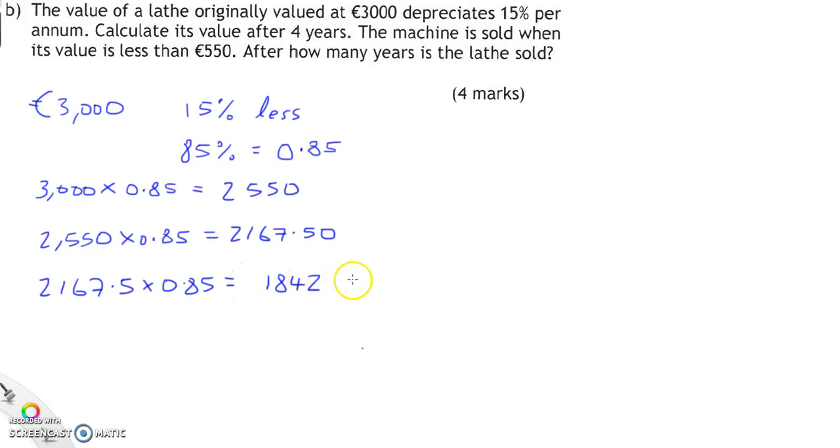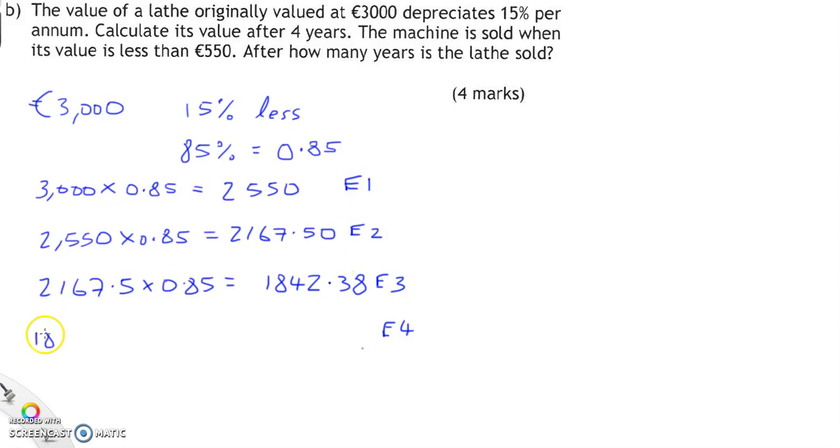1842.38 to the nearest cent. So that's at the end of year 3. End of year 1, end of year 2, end of year 3. After 4 years then it'll be the end of year 4, won't it? I think it will. That's 1 year done, 2 years done, 3 years done.